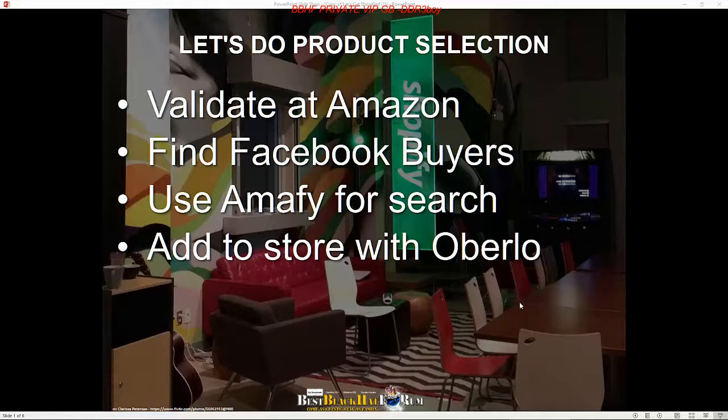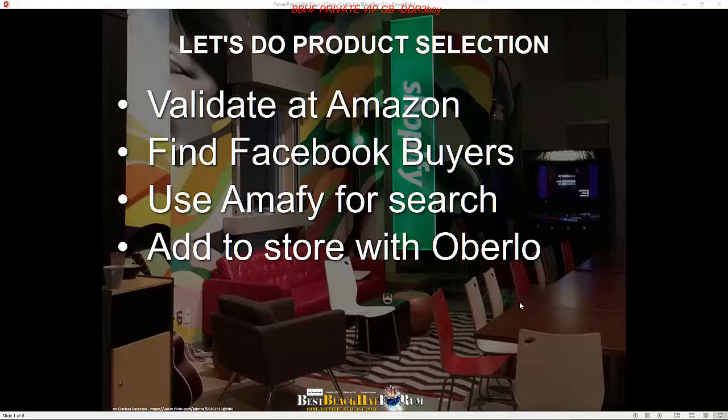Now, after we've seen that this type of product and these category products are selling, we're going to want to look at Facebook to see, is there a buying group for this? Are there buyers that will buy this? And we're going to talk about that. And then we want to use Amify to search for those types of products on AliExpress, because again, remember, AliExpress and Amify is one of the quickest ways of getting your store populated with lots of products that are related to your market, to your niche buyers.